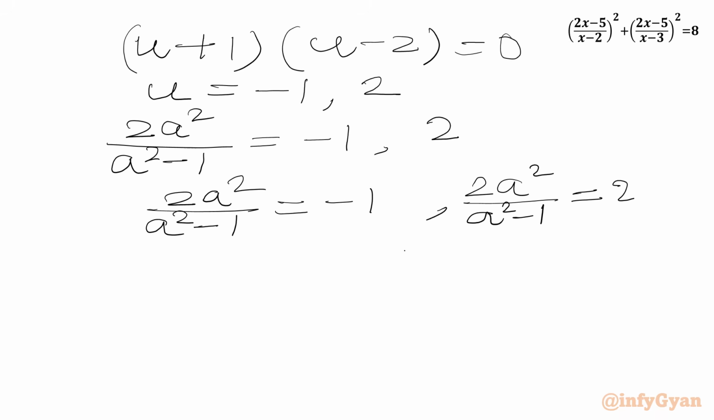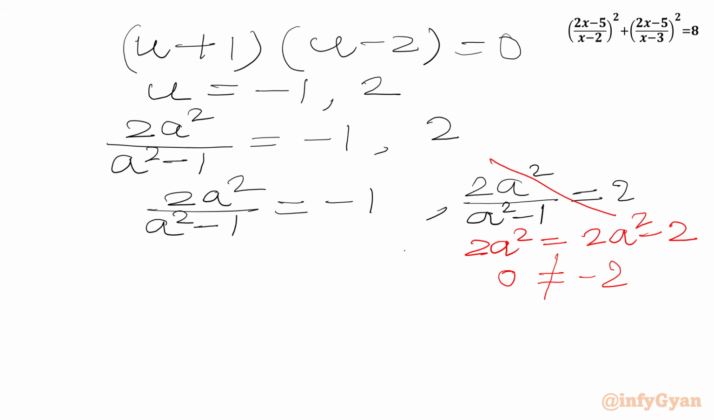Let's solve the second equation first. We'll cross multiply and write 2a square equal to 2 times a square minus 1, or 2a square minus 2. Now we will subtract 2a square from both the sides. So we will write 0 is equal to minus 2, which is not correct as per real numbers. So this equation will provide us complex solutions or no solutions. So I will write no solutions.